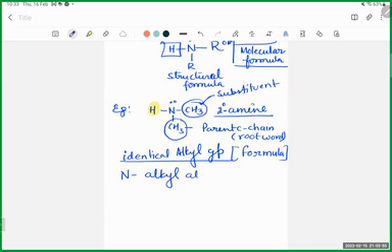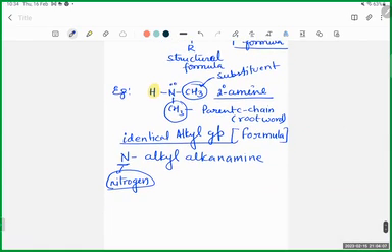N-alkyl alkanamine. ठीक है? What is N for? N for nitrogen. Means the alkyl group is attached to nitrogen. Got it? So we can write for this compound N-methyl, and the next hydrocarbon is also one carbon, methanamine.